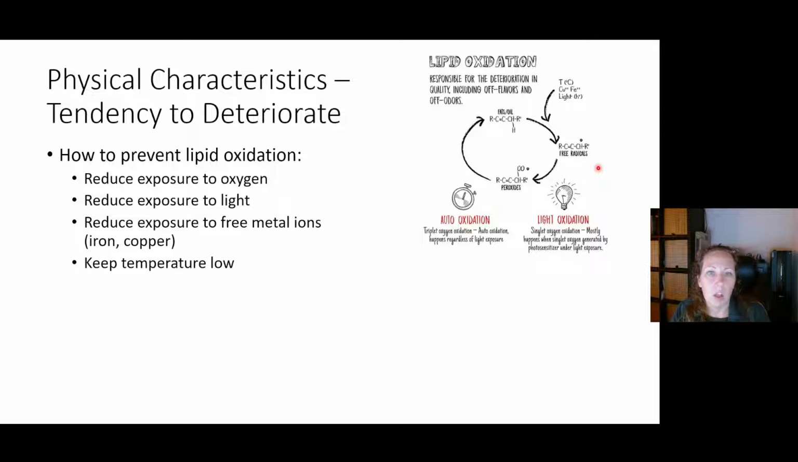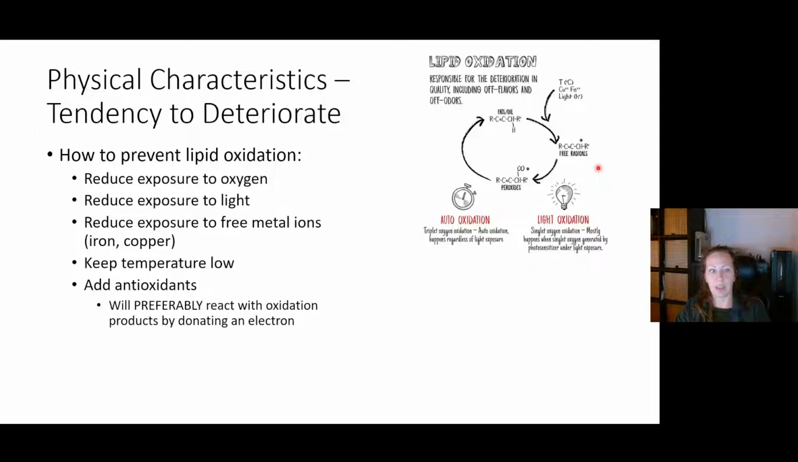Okay. Also keeping the temperature low. As we know with all reactions, the higher the temperature is, the faster the reaction takes place. And the final thing is to add antioxidants. So what are antioxidants exactly? Antioxidants are molecules that will preferably react with oxidation products by donating an electron. So what these do, they stop the lipid oxidation self-perpetuating cycle in its tracks.